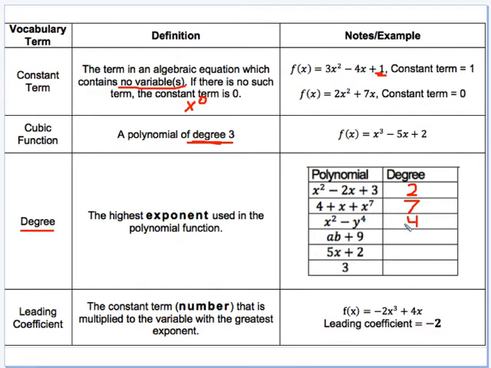Your exponent is 4 here. Now this one, it doesn't look like either of those have exponents, but again, if they don't have an exponent shown, then the exponent is 1. This one here, again, your exponent is 1, and this one, the degree is 0. Okay, hopefully you understand that. It shouldn't be too hard.